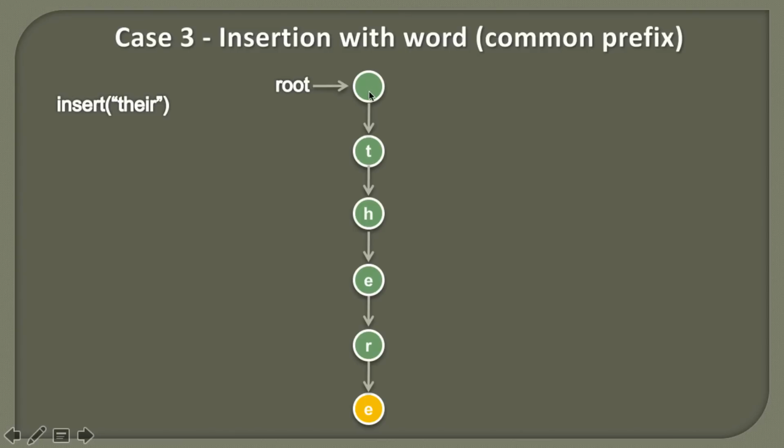So here we will start from the root and we will see whether T is present or not. So here you can see T is already present. So we will simply traverse to T. And once we reach T, we see whether H is present or not. So H is already present. So we will simply traverse to H. After that we will see whether E is present or not. So here E is present. So we will simply traverse to E.